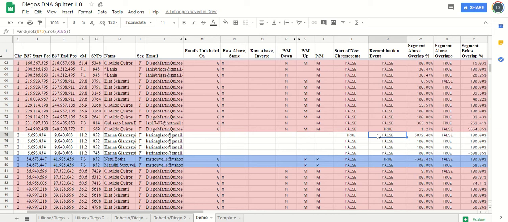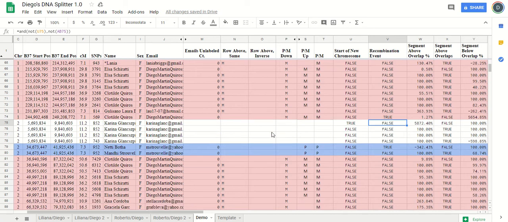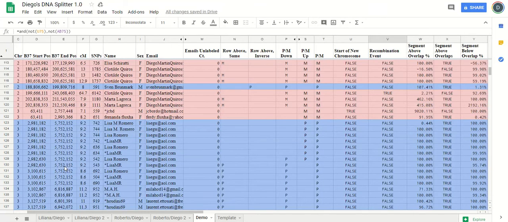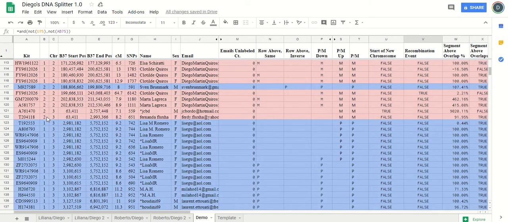Recombination event is similar to this one, but what it does is it detects the change in phase from phase 1 to 2 or from 2 to 1. So let's see if I can find one. So here you can see we're still in chromosome 3 and it goes from phase 2 to phase 1. So recombination event.